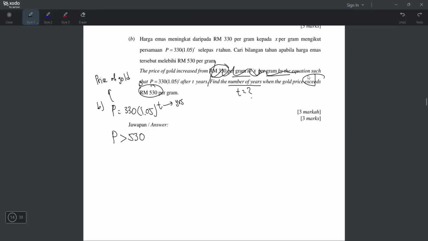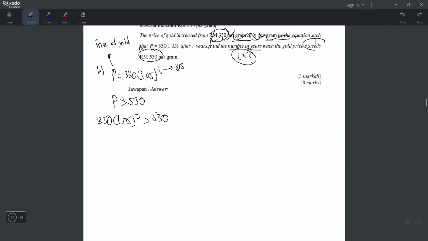Because they want the price to exceed 530, so they want the P to exceed. The symbol becomes bigger than, like this. And P means you take the whole formula: 330 times 1.05 power T bigger than 530. Okay, now we can find T. And what they want is T, right? So let's try to do it now.